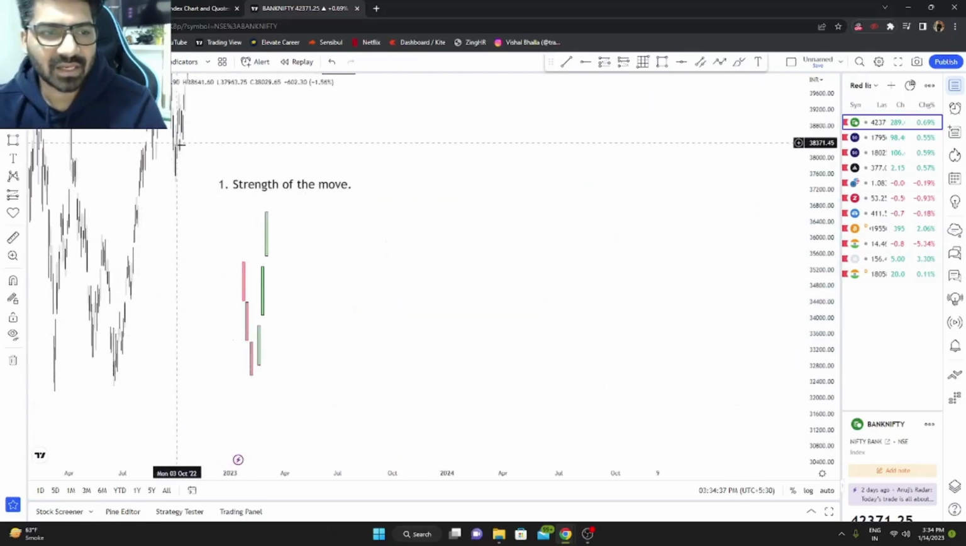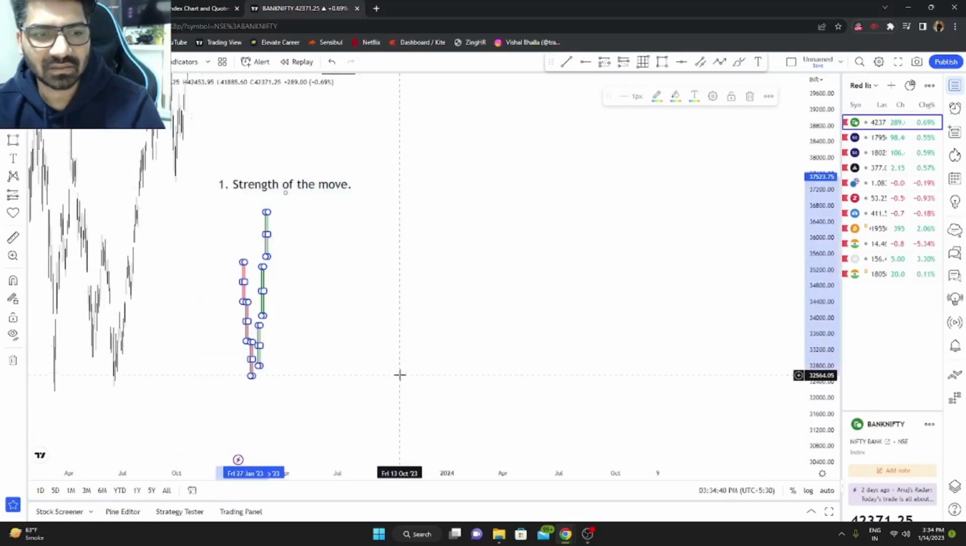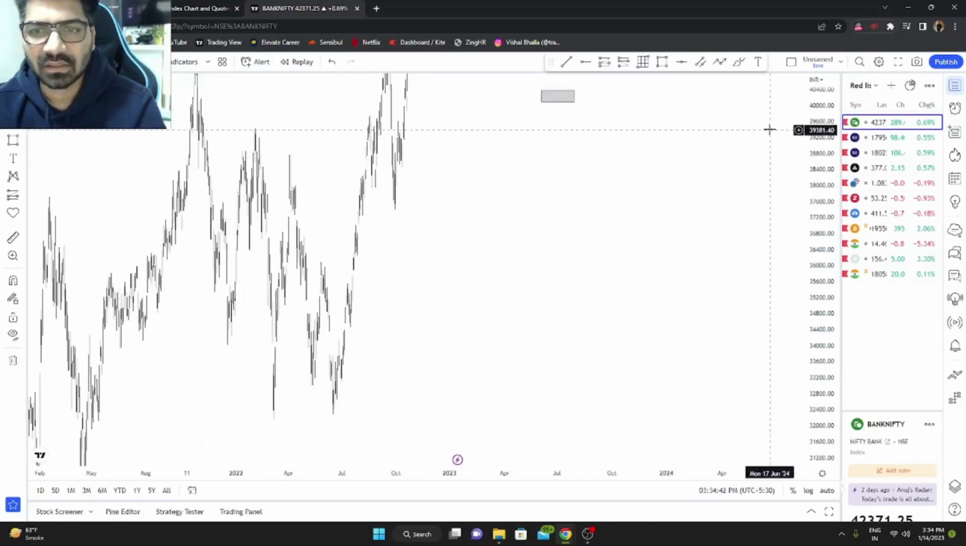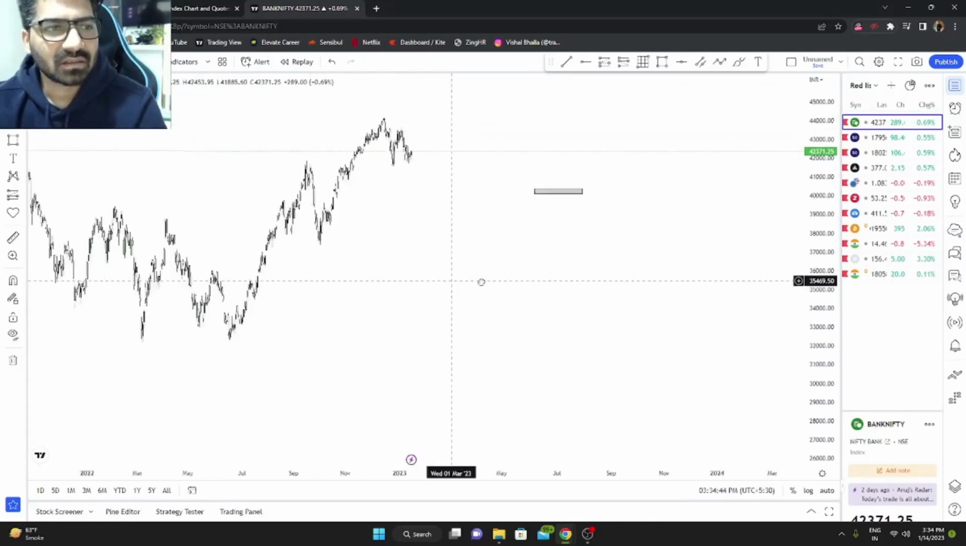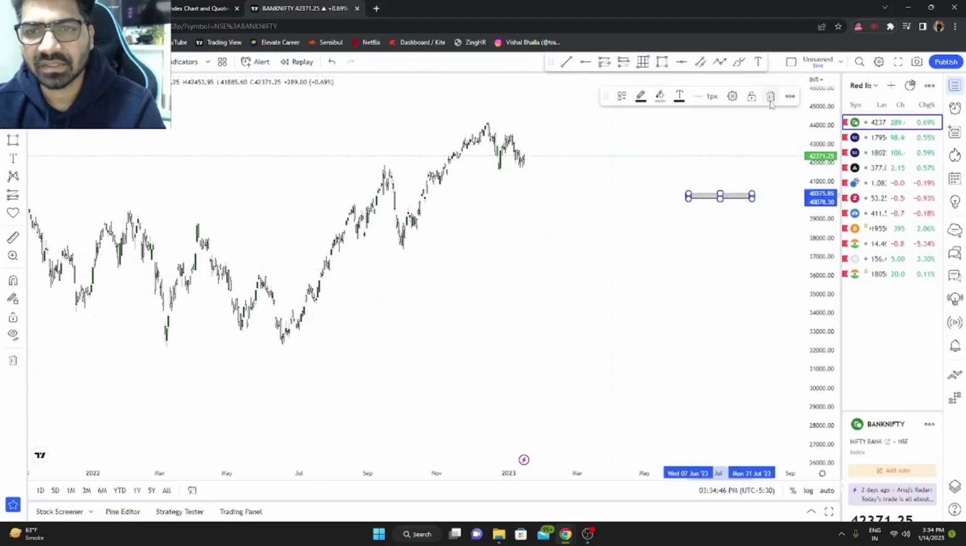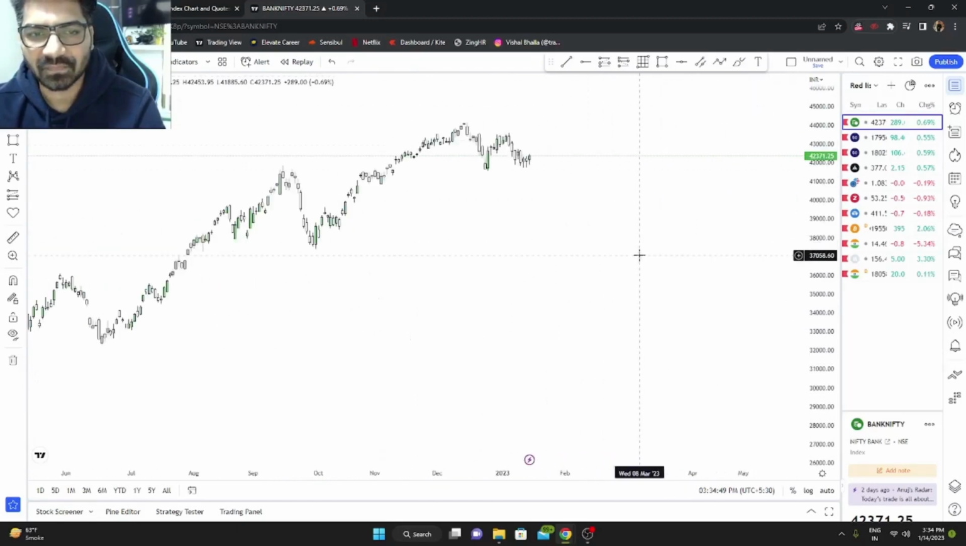So let's hop onto the chart, just give me a minute. Yeah. So this is a Bank Nifty chart on a daily time frame. Let me just remove everything.